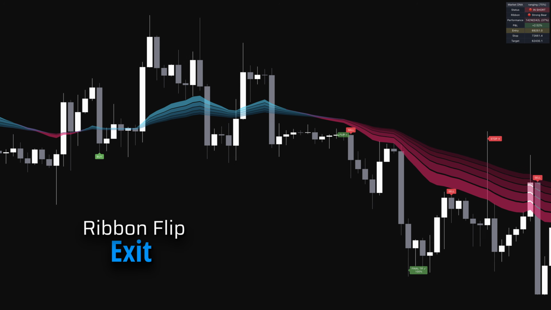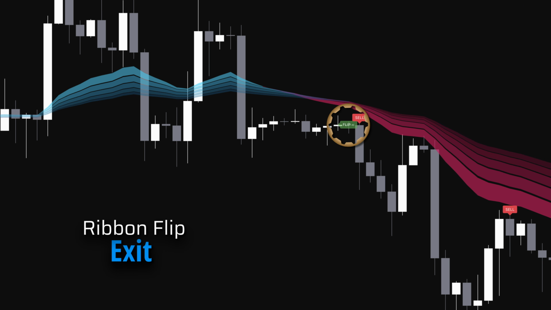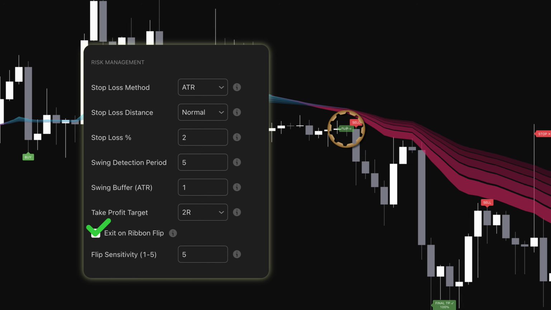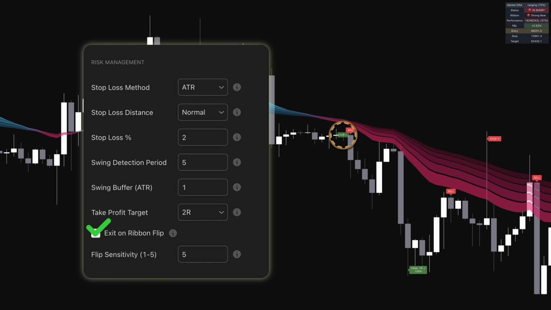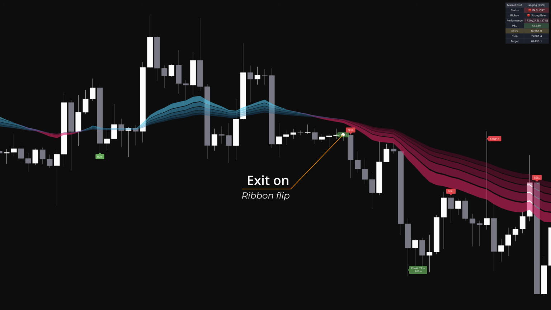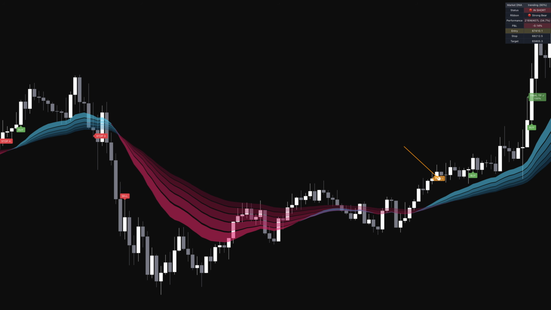New exit option. Close your position when the ribbon flips against you. Enable exit on ribbon flip, and the indicator watches for trend reversal. If you're long and the ribbon turns bearish, it exits. If you're short and the ribbon turns bullish, it exits.